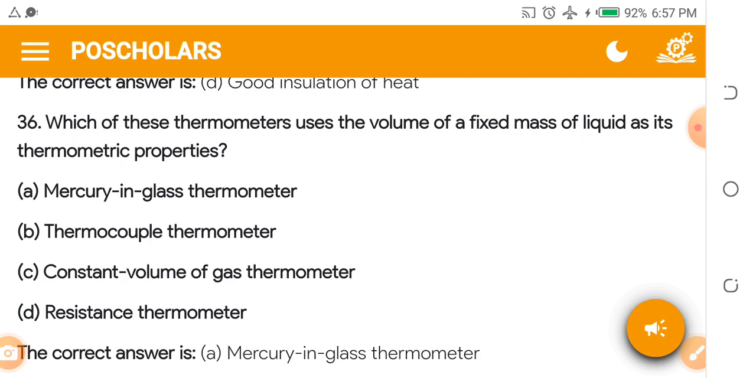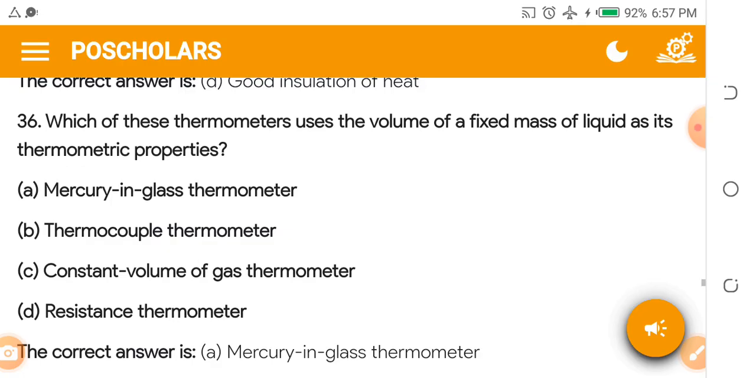Okay, 36. Which of these thermometers uses the volume of a fixed mass of liquid as its thermometric property? I've talked about thermometric liquids earlier.